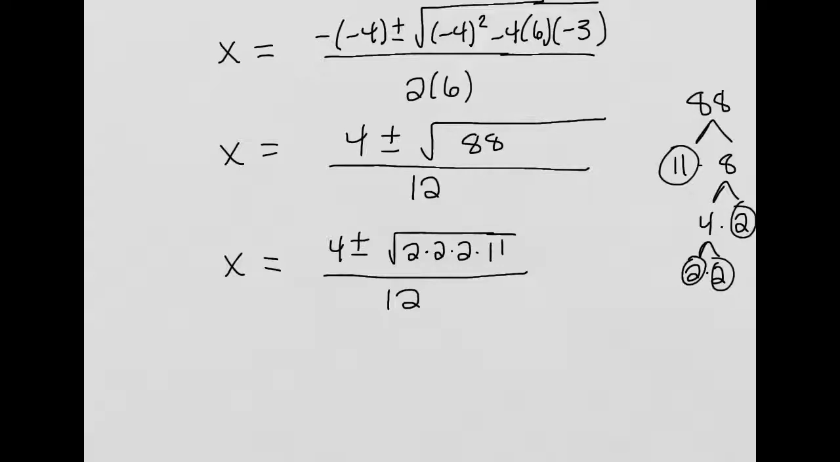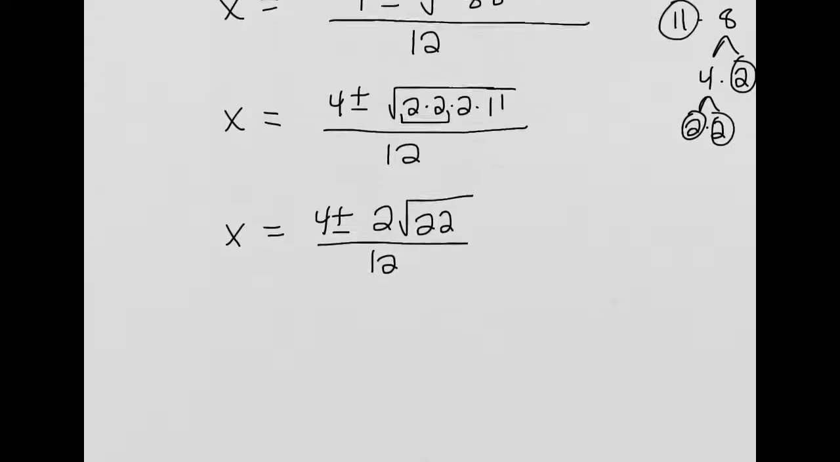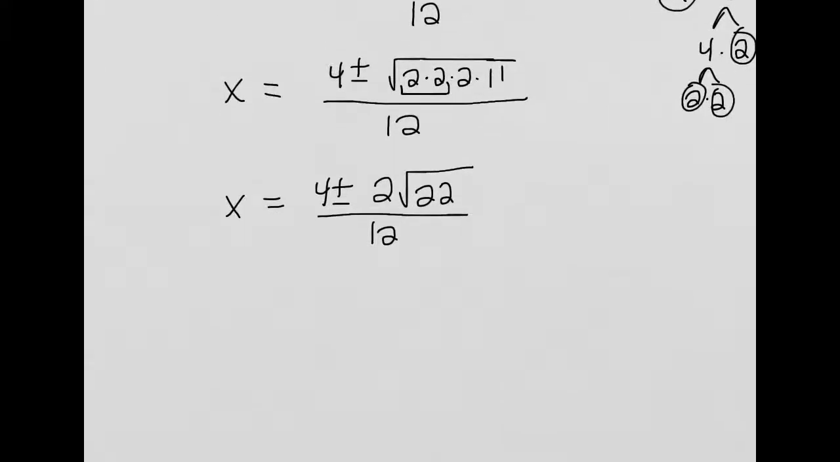So if we continue simplifying, we'll have x equals 4 plus or minus, and then notice under the square root I've got a group of two 2's, so I can pull a 2 out, and then I'm left with a factor of 2 and a factor of 11 underneath. So if I multiply those together, that's 22 all over 12.